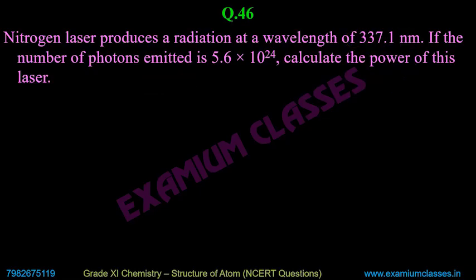You can't calculate power. And E is equal to NhC by lambda, that is N h nu or N h c by lambda. All values we can substitute. Lambda is given, multiplied by 10 power minus 9, converted to meter. This number is given. H and C you will get the answer.